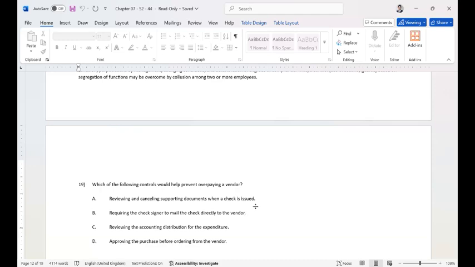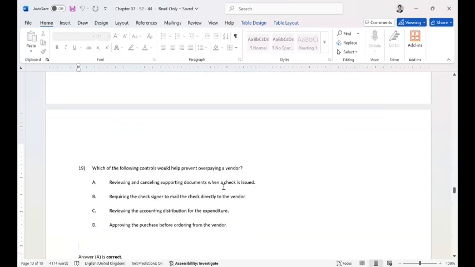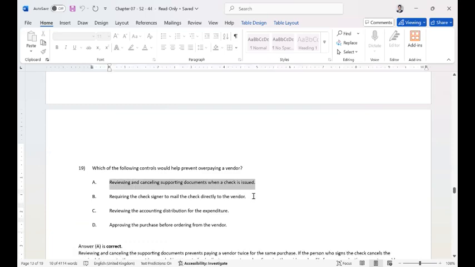Which of the following controls would help prevent overpaying a vendor? Canceling supporting documents, so it's important to prevent a duplication. Requiring the check signers to mail the check directly to the vendor. Reviewing the account distribution for the expenditure, which GL account it includes. Approving the purchase order from the vendor.